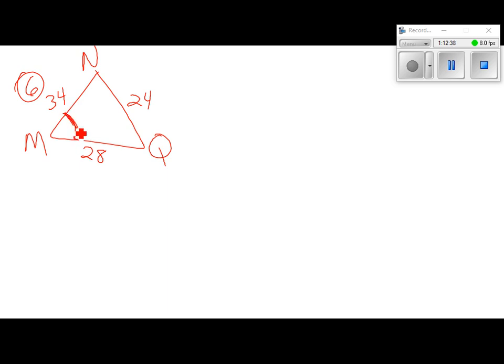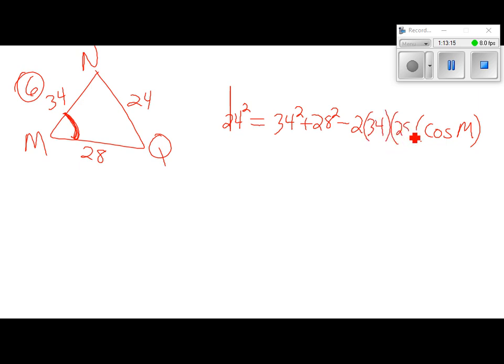So when I set up my formula here, I'm going to do this one sort of quickly. We're finding big M, so that's going to be out here on the right-hand side. If big M's out here, little m has to be over here. So that's 24 squared. Then we want one of the other two, it doesn't really matter. We'll do 34 squared plus 28 squared minus 2 times 34 times 28, times cosine of M. That's your formula.